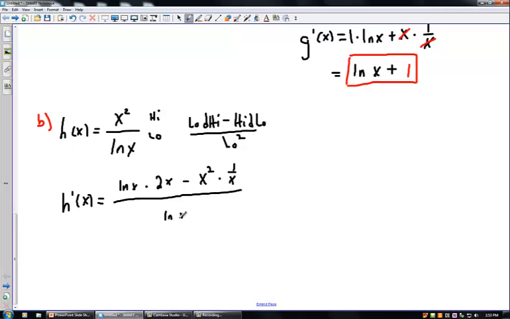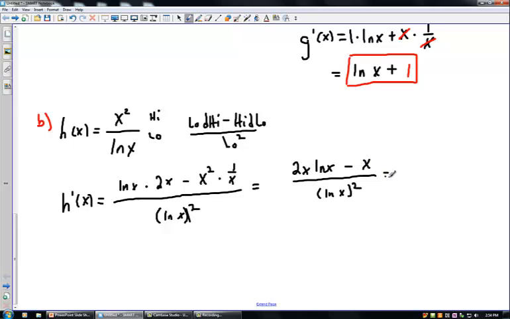So ln of x, quantity squared. And so that's equal to 2x ln of x minus, and I'm going to get some cancellation here, I have x squared on top and x on the bottom, so I'll be left with 1x, all divided by ln of x quantity squared.